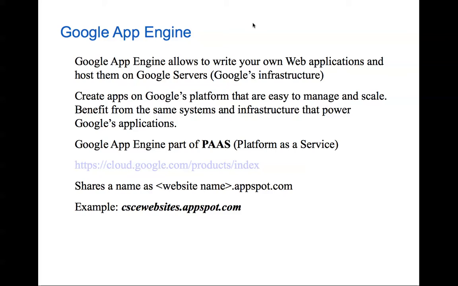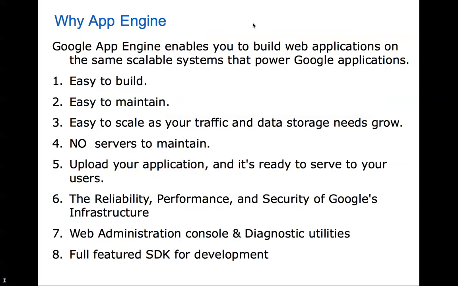Google App Engine is part of PaaS, platform as a service. The App Engine can be accessed through a website named after your application, .appspot.com. So let's see why we need App Engine. It's easy to build, maintenance is very easy, and it scales based on your traffic and data store needs as it grows.